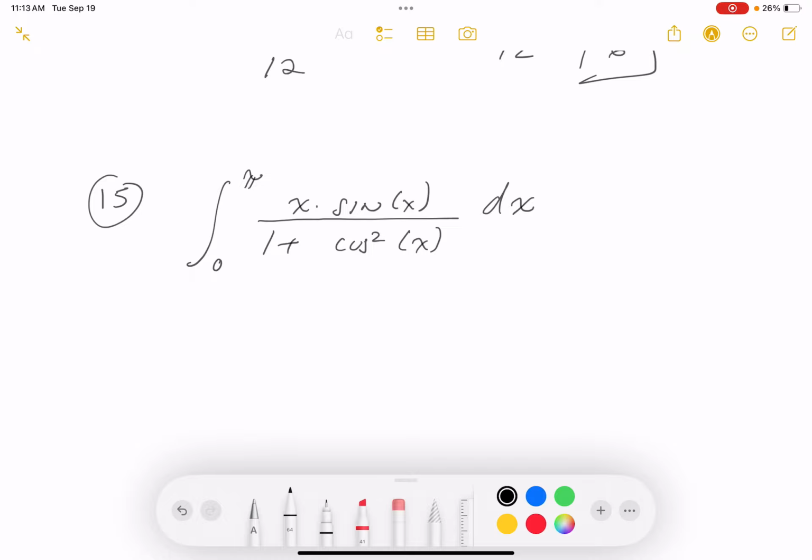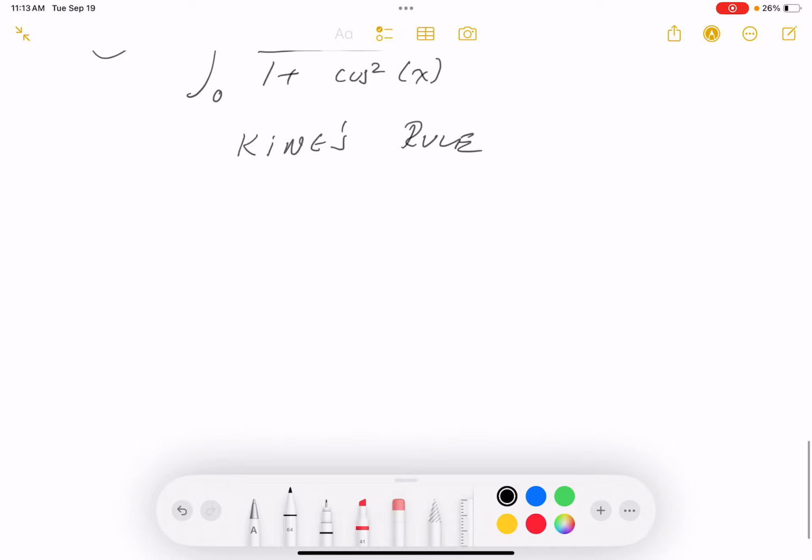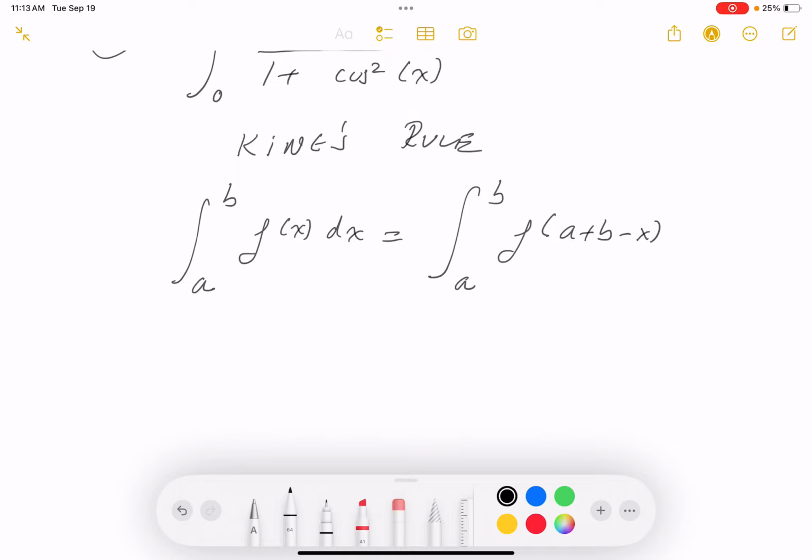Now, some tricks are taught in other countries that are not taught in the United States. One of those rules that's typically not even mentioned is King's rule. In other parts of the world, the kids are told rule after rule after rule, and they look at things and say, I wonder if a rule applies to this. I'll write down what King's rule says: the integral from a to b of f of x dx is identical to the integral from a to b of f of a plus b minus x dx.